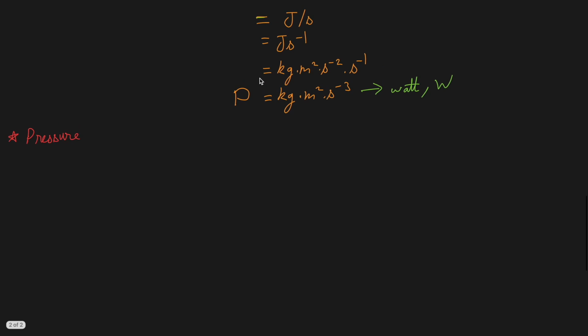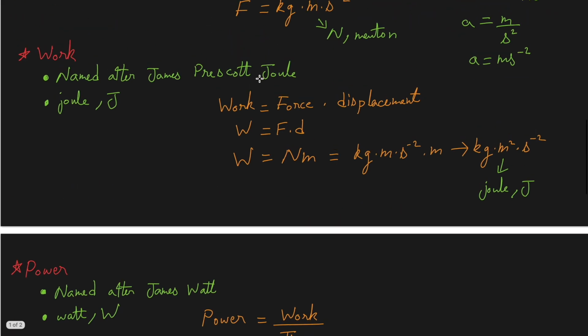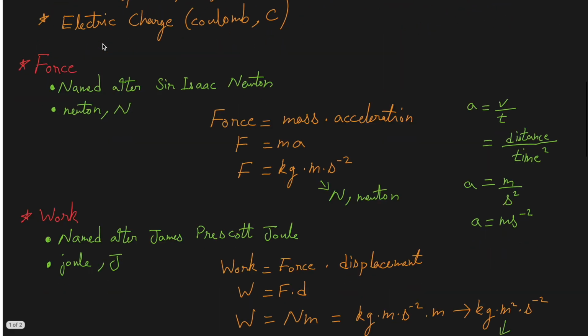So this is the derived unit, that is pressure, which is different from the three previous ones. There is no relation to it except for only one here, which is the force. So what is pressure? The name of the derived unit for pressure was named after Blaise Pascal.